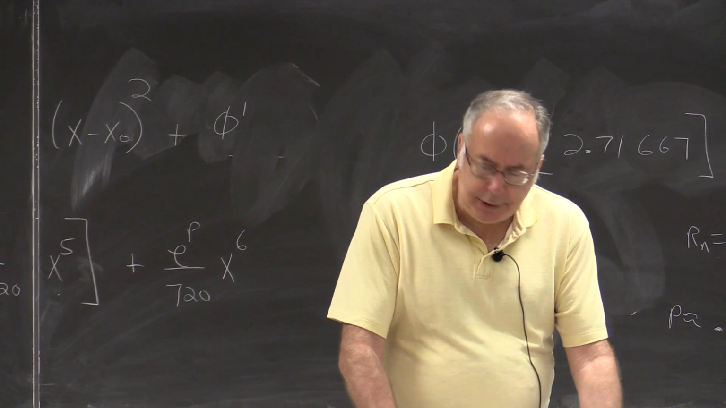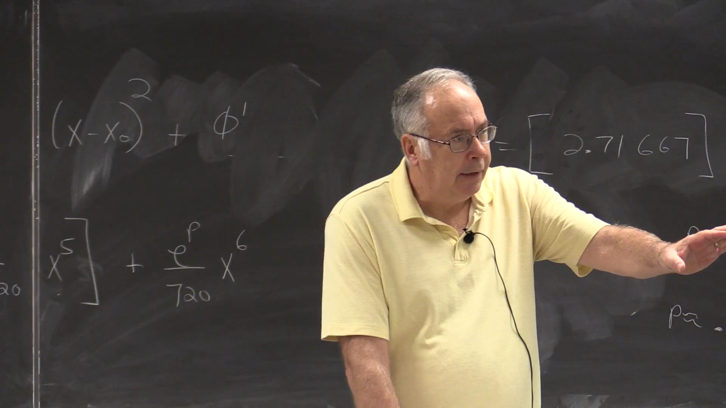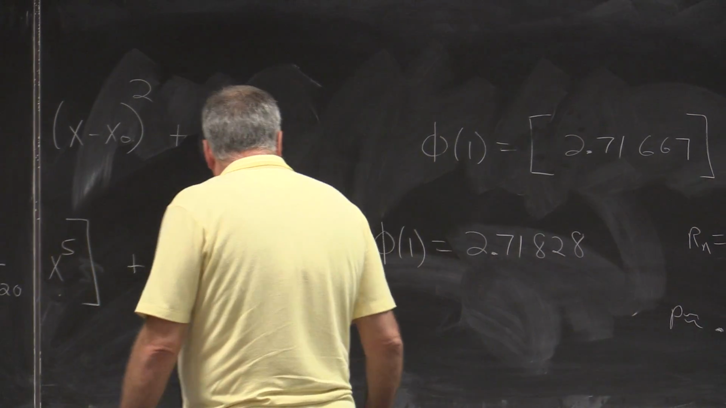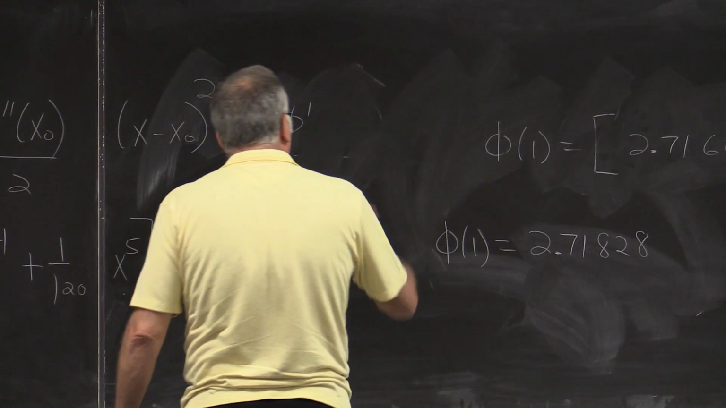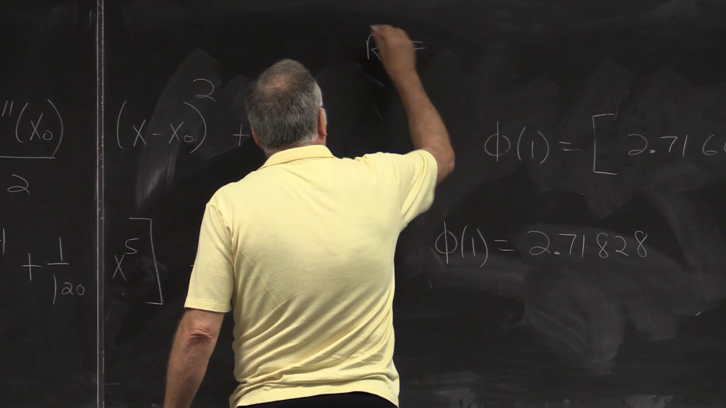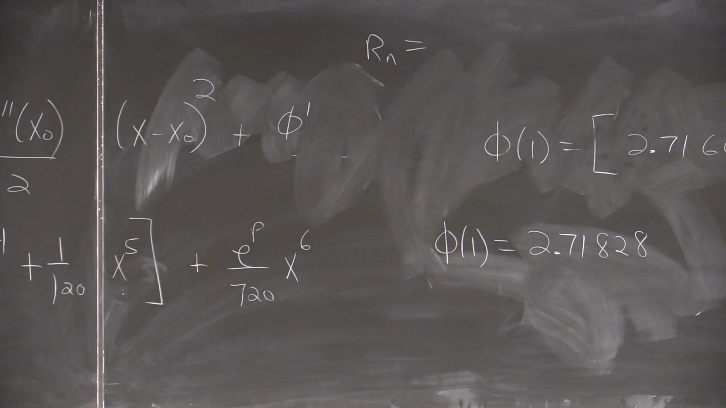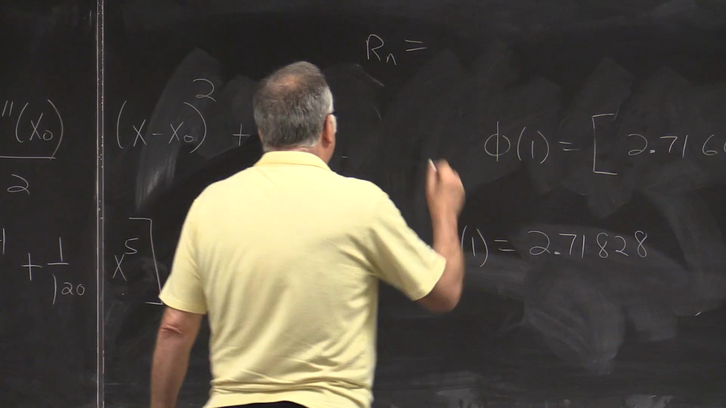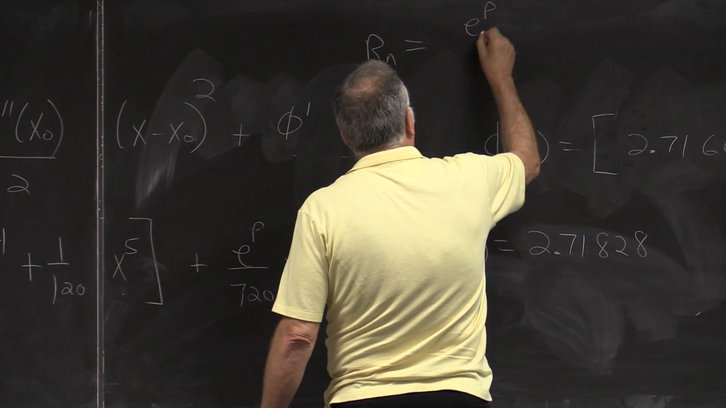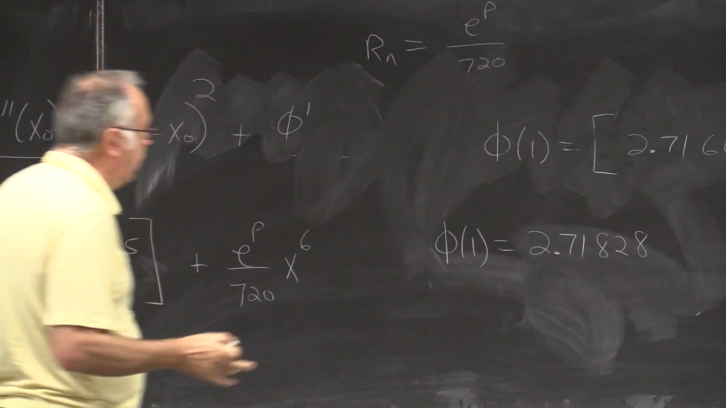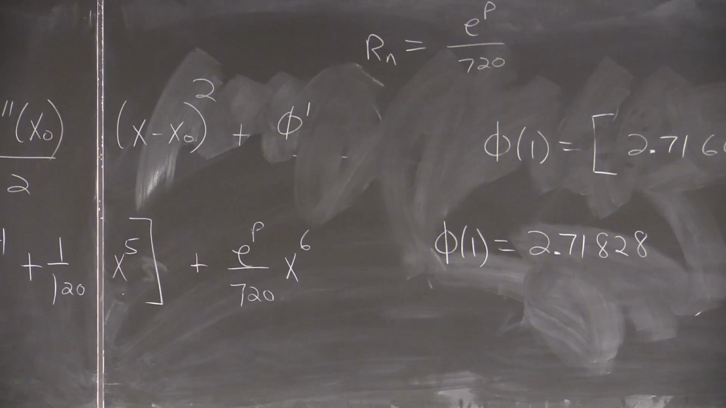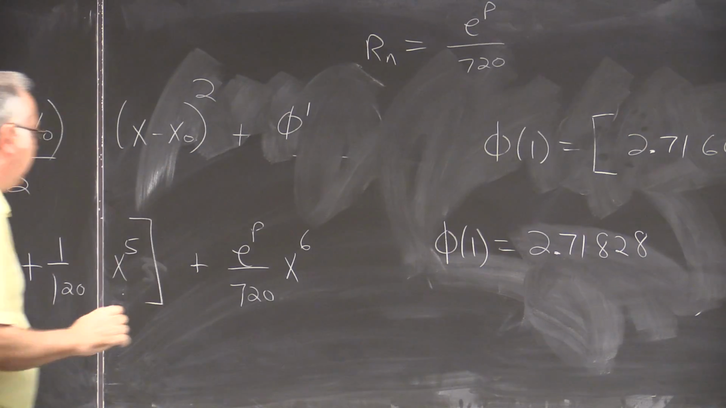So the Taylor series approximation here works pretty well. Oh, there's one thing I left off. Let's look at this remainder term. This remainder term is given by this equation right here. Now we're assuming we're approximating phi of 1, that x equals 1. So then the remainder term is just this, e to the p divided by 720. Actually, this was for n equals 5. But more generally, the expression would be this.